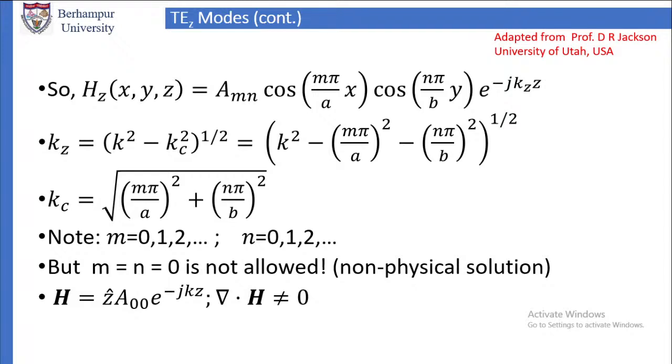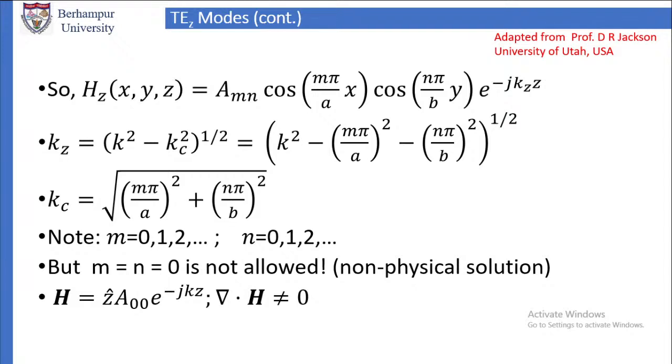Now here you note m is equal to 0, 1, 2, 3, 4, etc., and n is equal to 0, 1, 2, 3, 4, etc. m and n are called mode numbers. m is a mode number, n is a mode number. What is meant by mode number? Mode number gives you how many half wavelength variations occur along a particular direction.